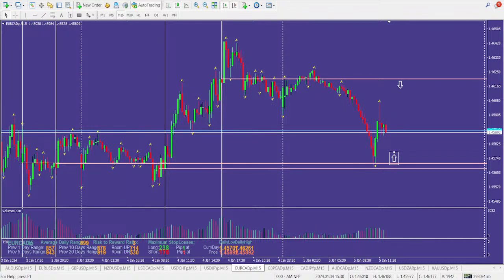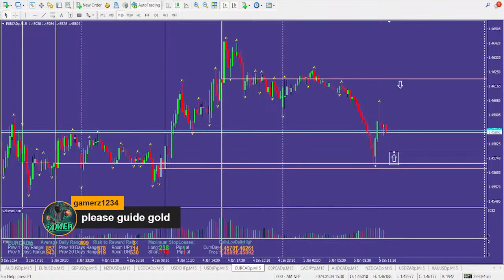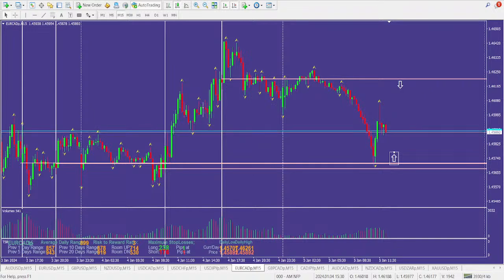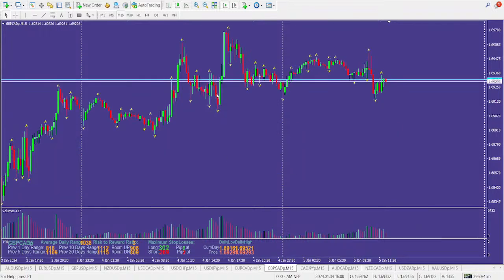We do have a question over here from boost cars, about the 15th December demand. Please clarify this question. I'm not too sure what you're talking about there, so please make it more specific so I can answer your question. But anyway, this is EURCAD.